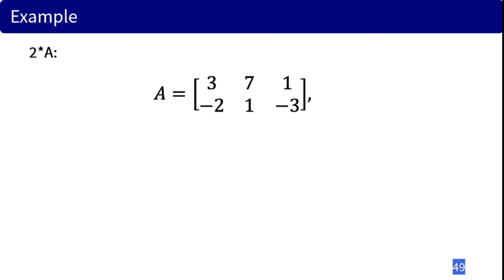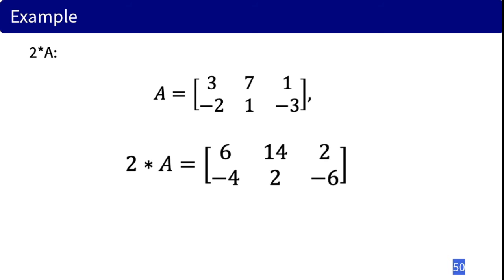Finally, we will multiply A with a scalar 2. The product is this matrix with all the elements multiplied by 2. Alright, so we just simply multiplied all the elements in A with 2. Alright.